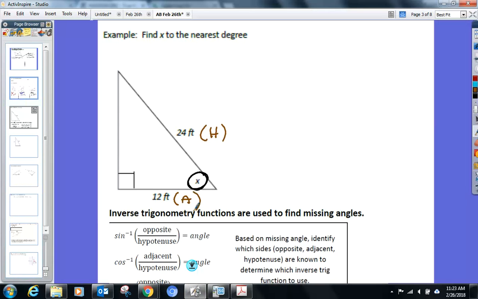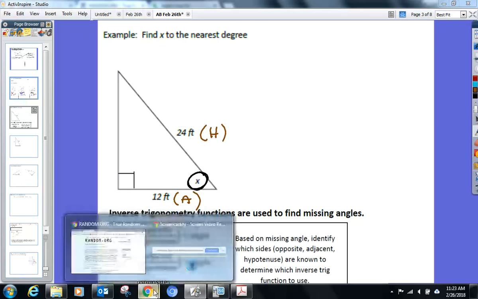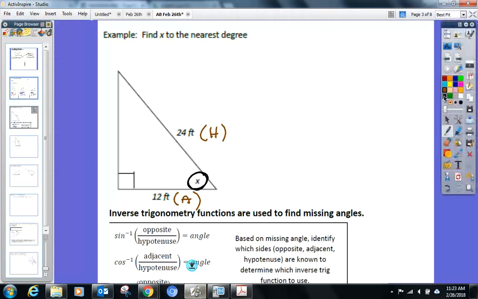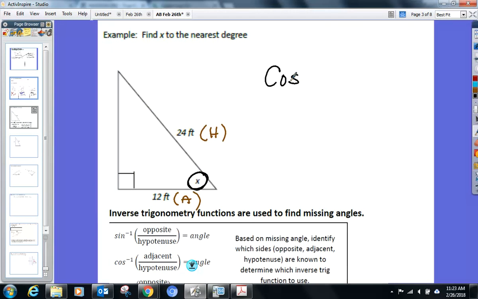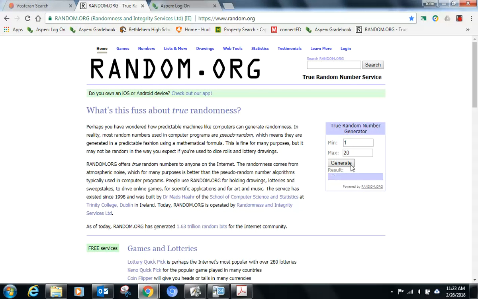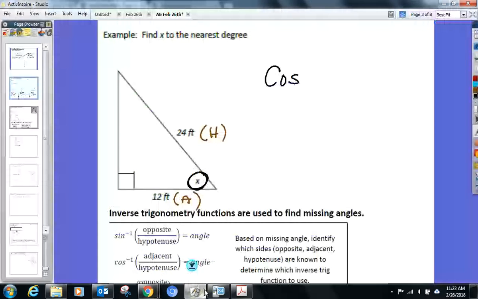Okay, let's keep going. What ratio would you pick then, if I have those two sides? Yep, we'd pick the cosine ratio. Let's set this up like we usually do. Cosine of, what's my acute angle now? X, yeah. Cosine of x equals adjacent over hypotenuse. So it would be 12 over 24.